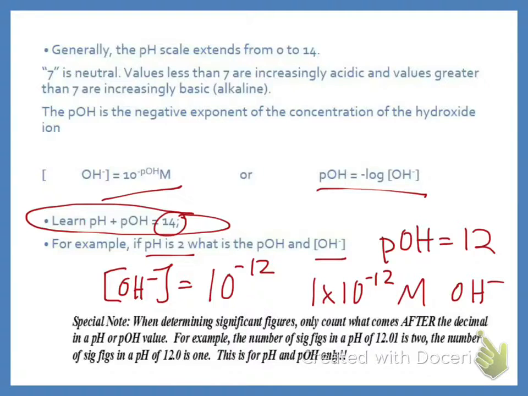if it's a decimal. Now, a little note about significant figures. They are a lot different when we're doing pHs. Okay, the only numbers that count as significant are the numbers that come after the decimal. So, for instance, if I had a pH of 12.01, I would have 2 decimal or 2 significant figures. If I had 12.0, I would have 1.